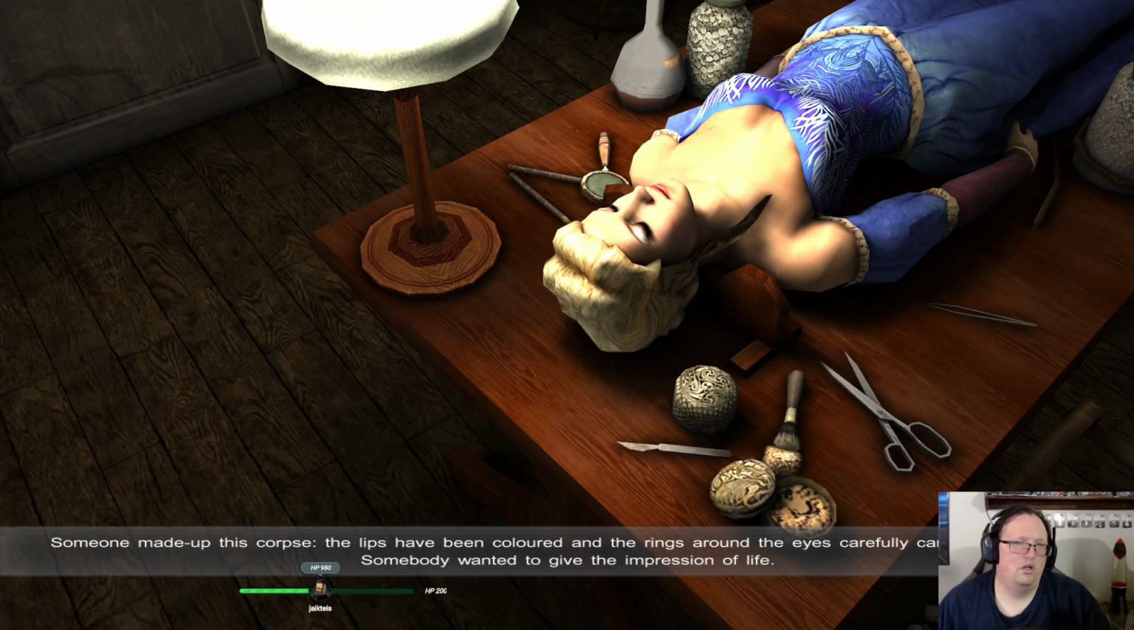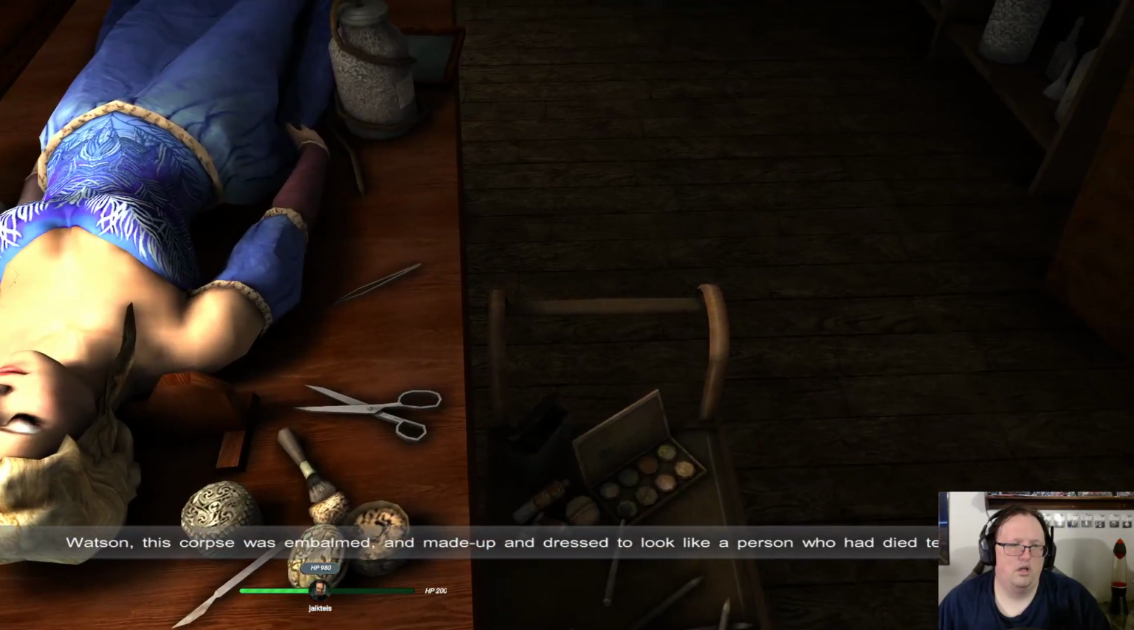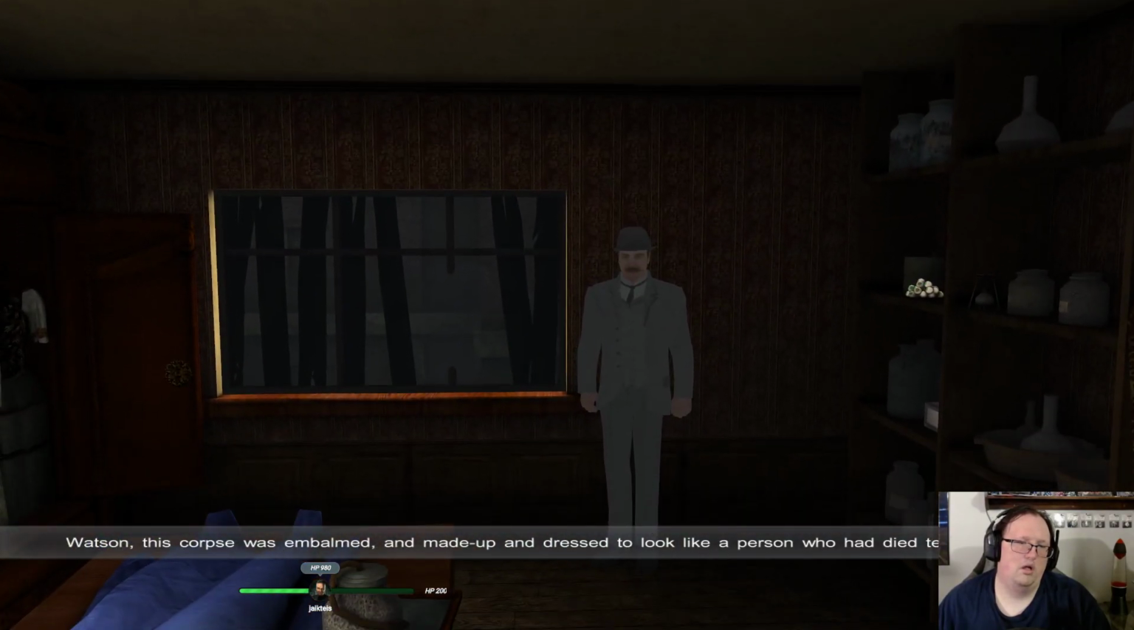Someone made up this corpse. The lips have been coloured and the rings around the eyes carefully camouflaged. Yes, somebody wanted to give the impression of life. To what end? Watson, this corpse was embalmed and made up and dressed to look like a woman who had died 10 years earlier. All is clear, Watson.